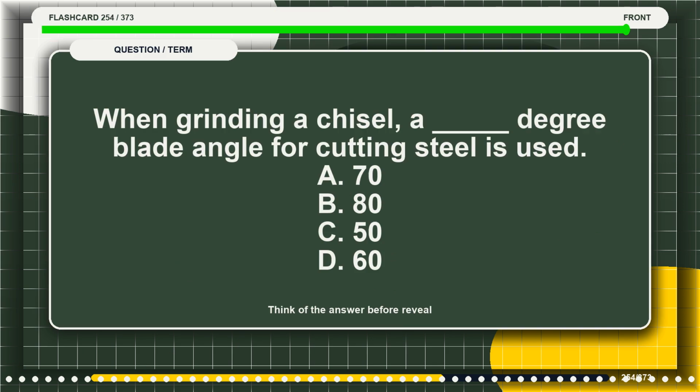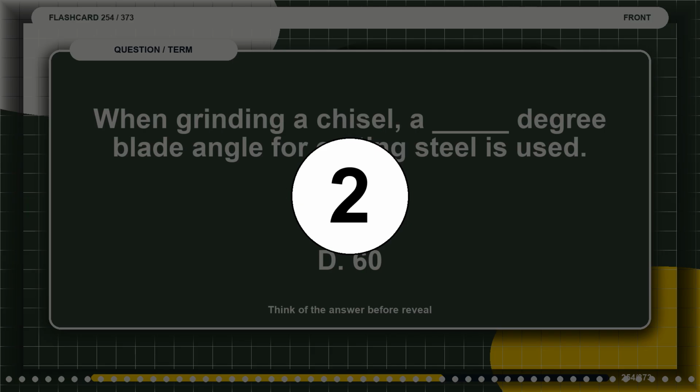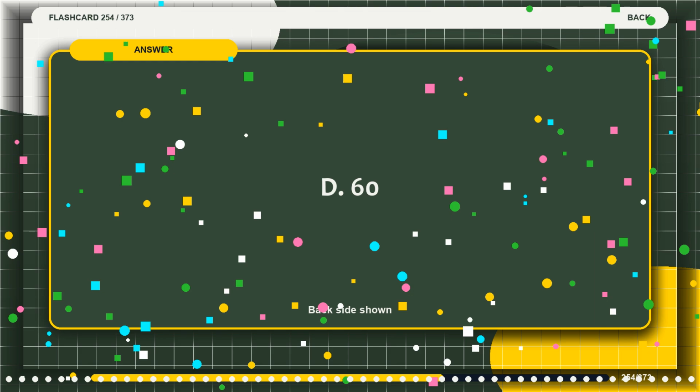Flashcard 254. When grinding a chisel, a blank degree blade angle for cutting steel is used. A. 70 B. 80 C. 50 D. 60. Think of the answer before the reveal. The answer is D. 60.